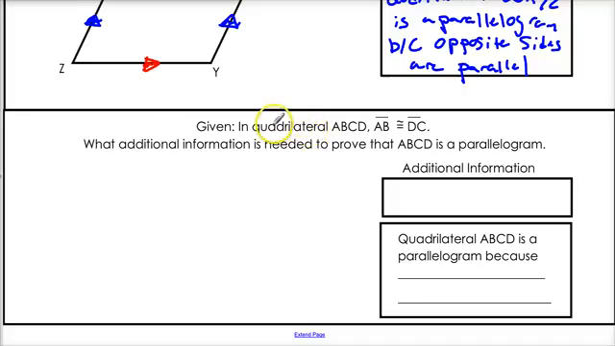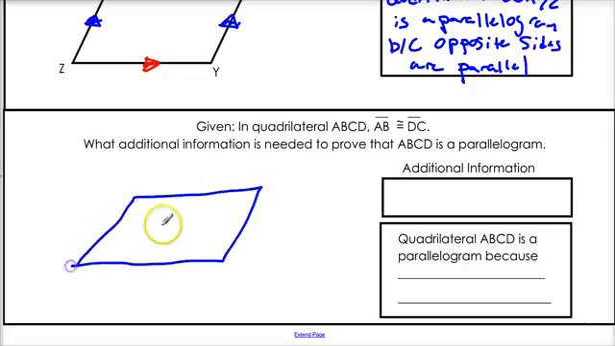And finally, our last one, in quadrilateral ABCD, we know AB is congruent to DC. What additional information is needed to prove that ABCD is a parallelogram? Well, first, nothing's drawn here, so we should probably draw it out ourselves. Let's go for it. ABCD. Let's try this again. All right, that is my attempt at a parallelogram. All right, so we have A, B, C, and D.